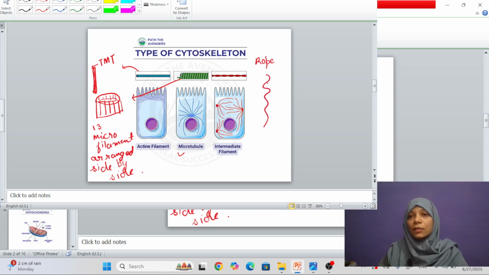If we fold it, if we look at it like a rope, it looks like this. It is actually used in muscle contraction. When we learn more about muscle contraction, we will discuss it in brief.